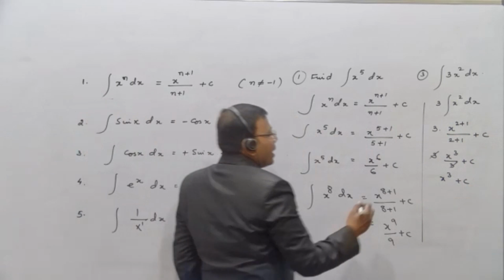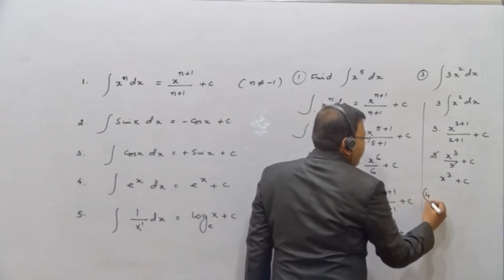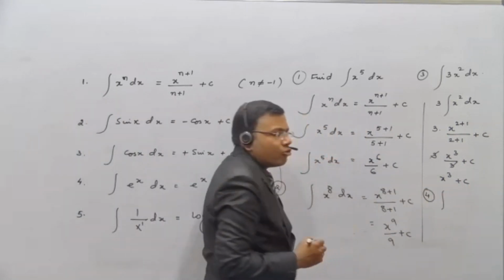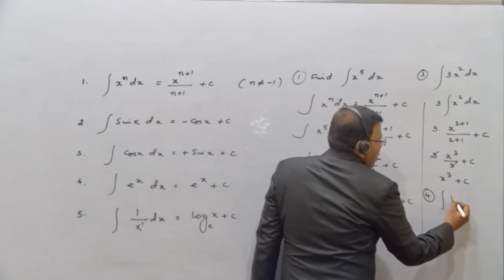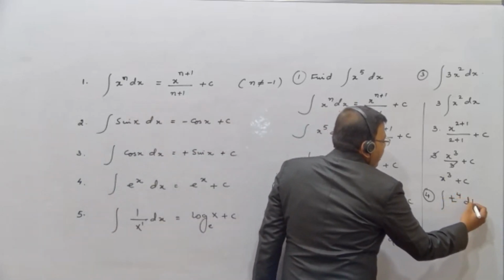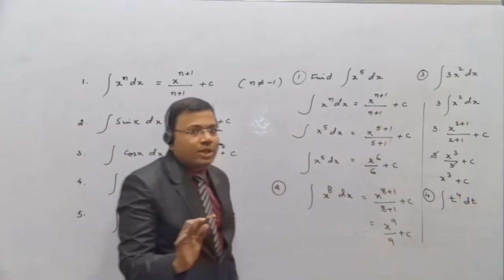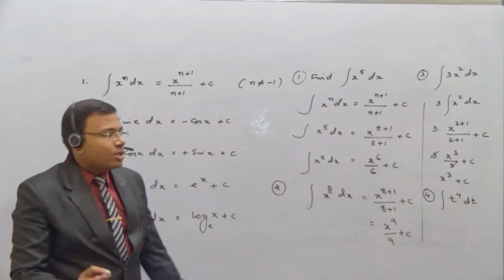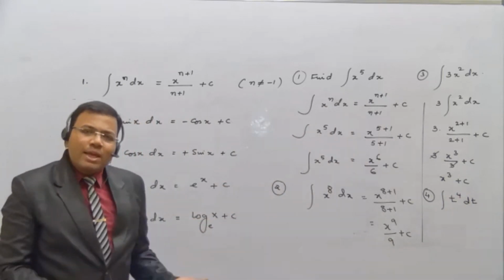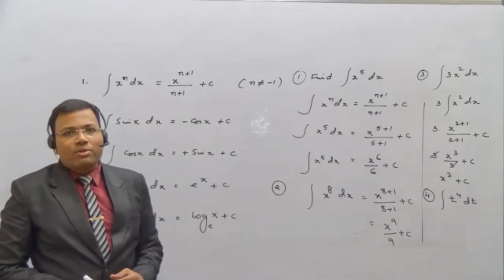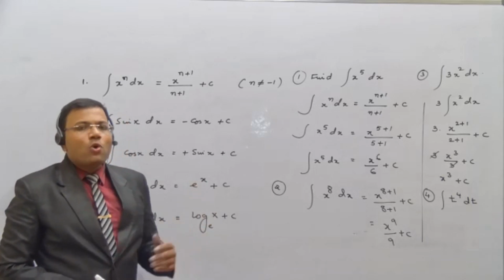Let us go for an integration. The fourth one, try to understand, integration of what I am writing here, it is t power 4 dt. Just I am changing the variable. My concept is not getting changed. T power 4 is something like x power 4 only. No need to worry about this. So how to move with this?